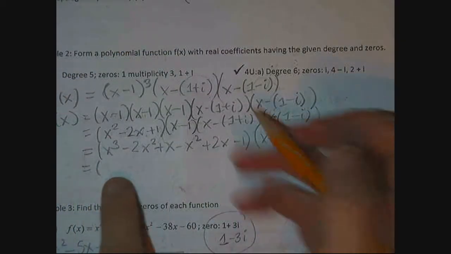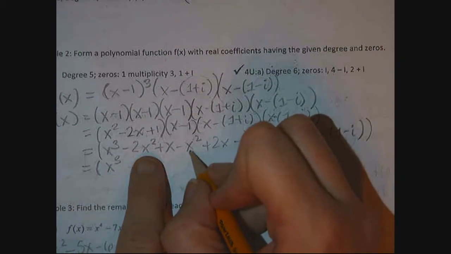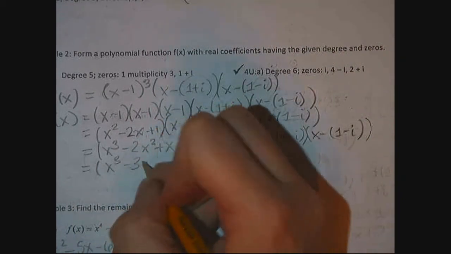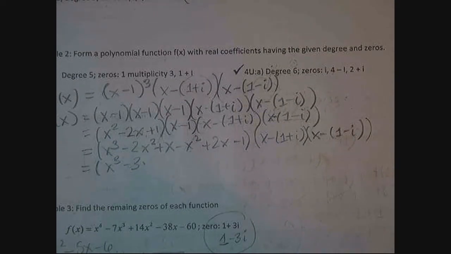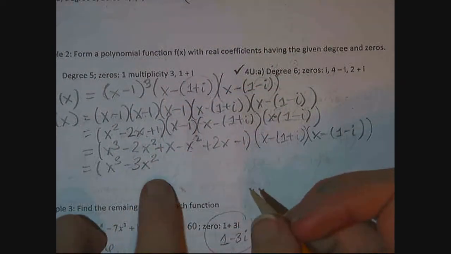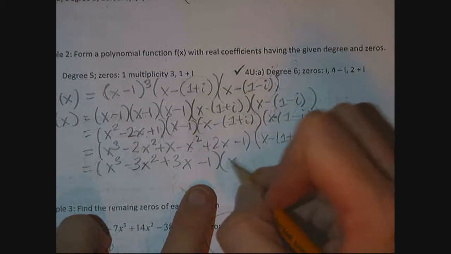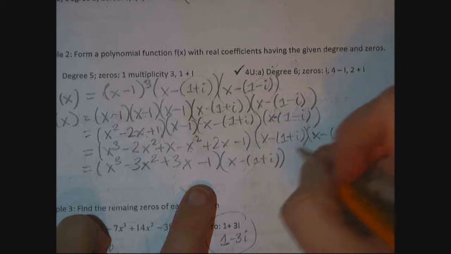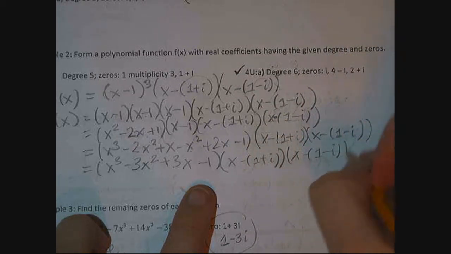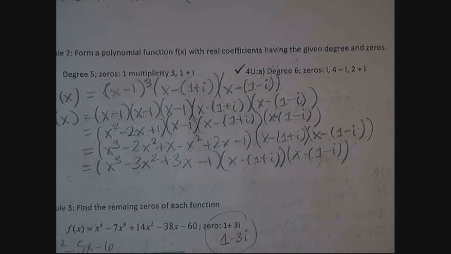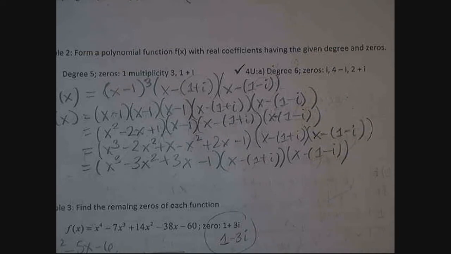Okay, now I can combine like terms here. So I have x cubed. These two x squareds combine to give me negative 3x squared. These x's combine to give me plus 3x, and then minus 1. So I have taken care of multiplying out all of my real parts, those 3 polynomials, x minus 1 times x minus 1 times x minus 1. Now I need to go over and concentrate on my imaginaries.